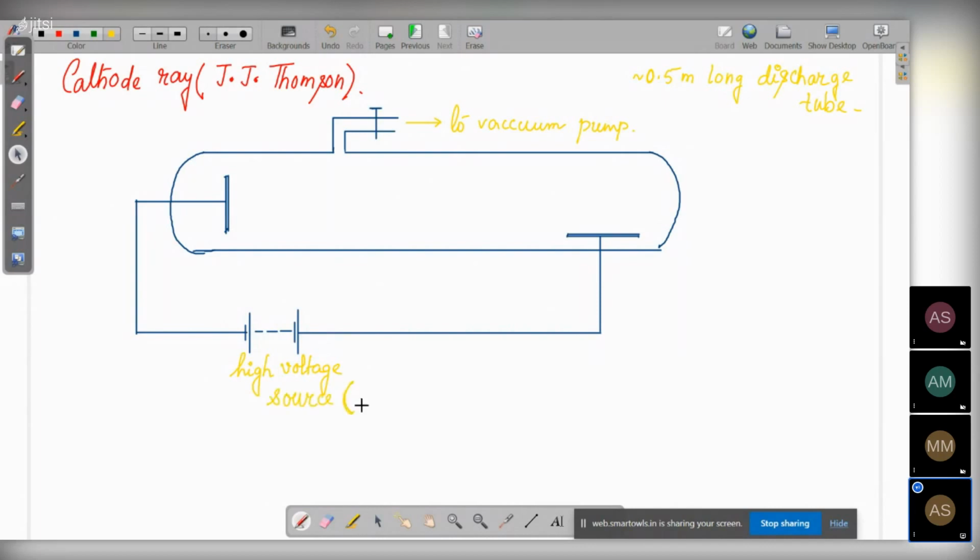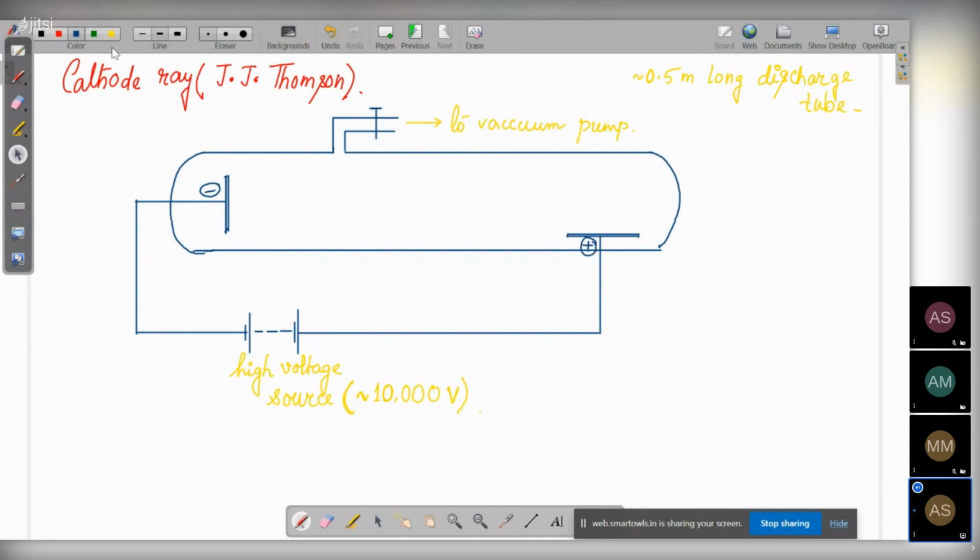And what is the voltage? The voltage was kept at around 10,000 volts. So it's a very high voltage. Now the small line represents the negative terminal. So that means this is going to become negative. And the longer line represents the positive terminal. That means this will become positive.